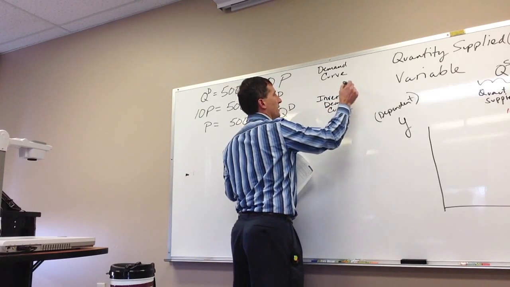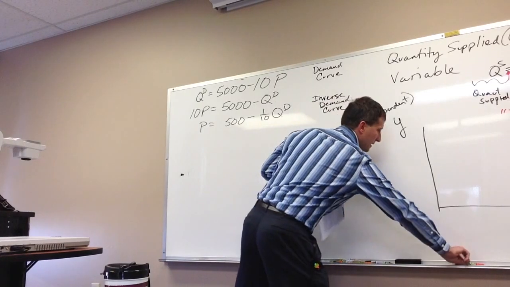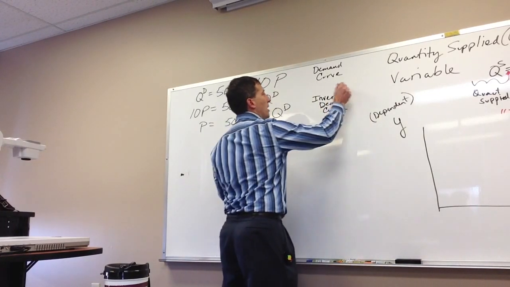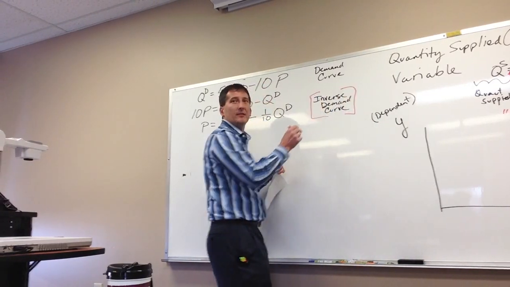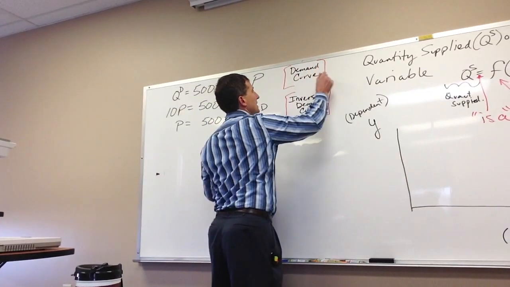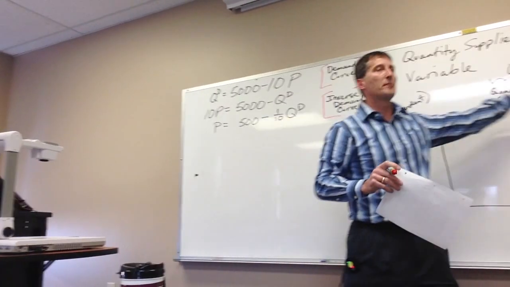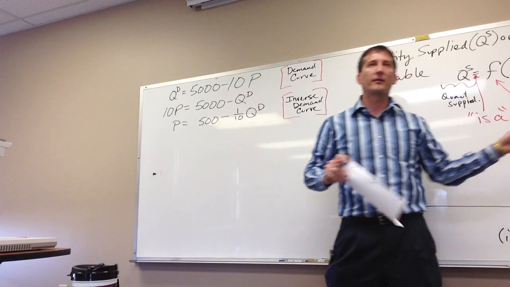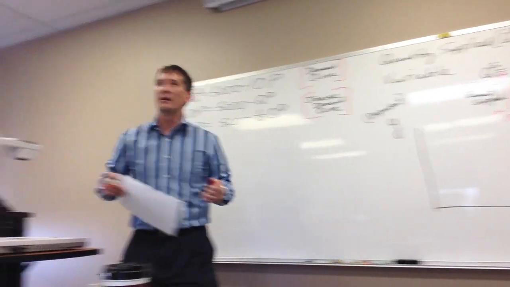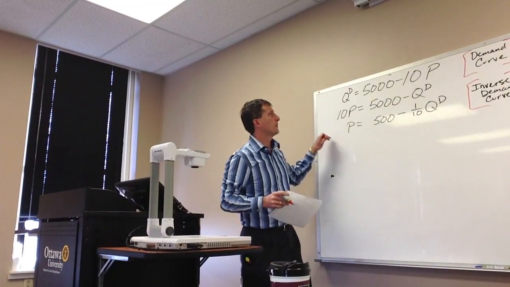So we didn't bother to go through the details in principles class, but what we were always graphing was the inverse demand curve. Inverse in the sense that it doesn't follow the math logic of dependent and independent variable. That's why we're inverting it and then graphing it that way.